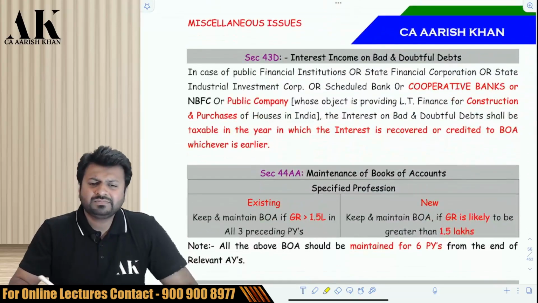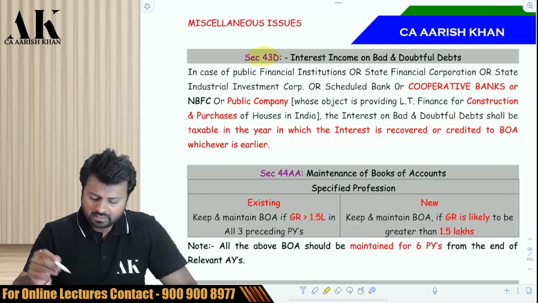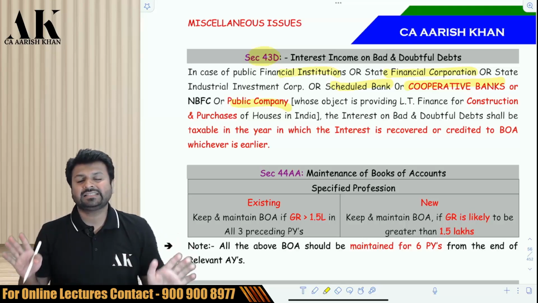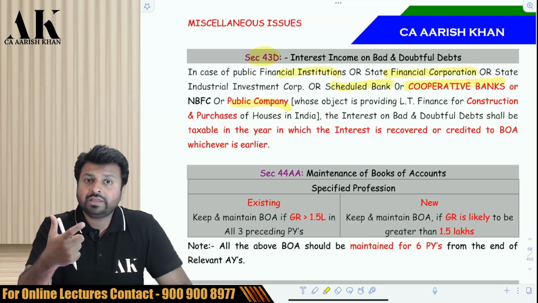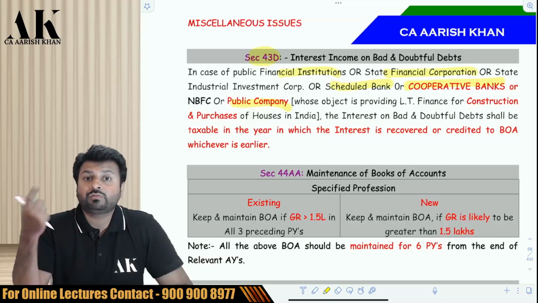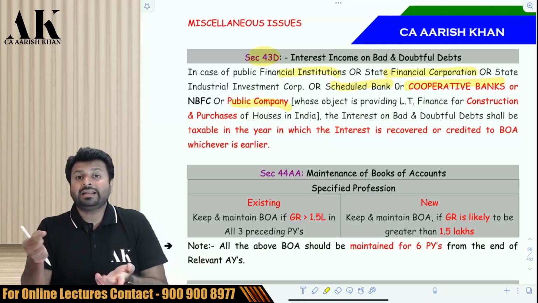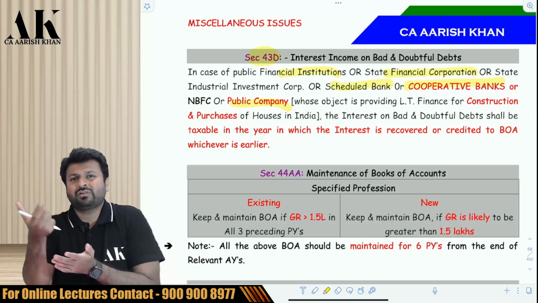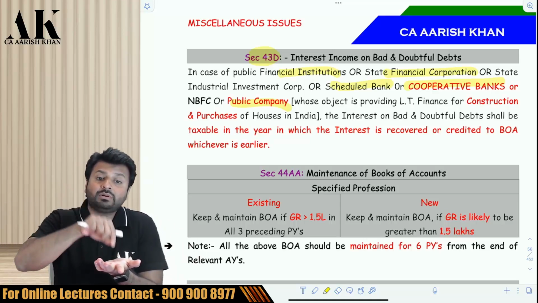Then there is a small section in the case of certain assessees like cooperative banks, public sector companies, NBFCs, housing finance companies. This section is applicable to them. To whom? Cooperative bank, scheduled bank, public financial institution, public company, housing finance company. So in that case, there is a special provision about whatever they recognize as bad and doubtful debts: when to recognize income on those bad and doubtful debts. Every bank will have some bad or doubtful debts. So when to recognize the interest income of those bad and doubtful debts?